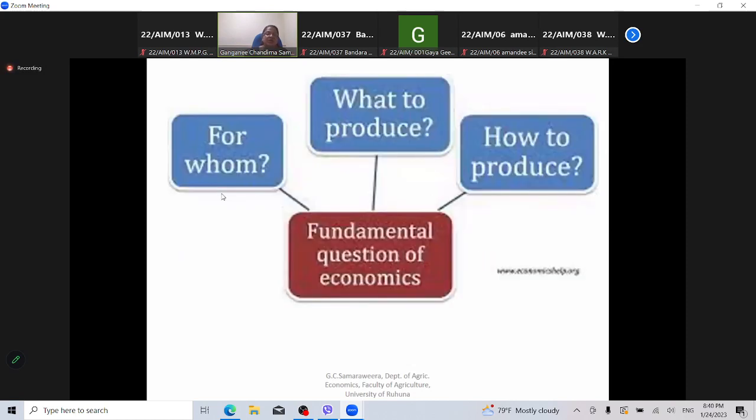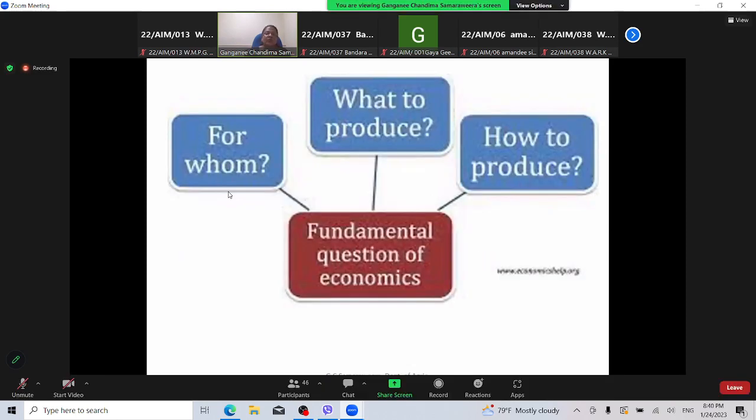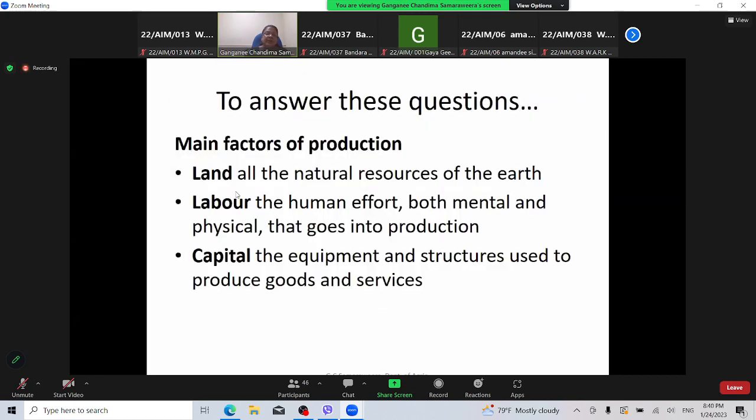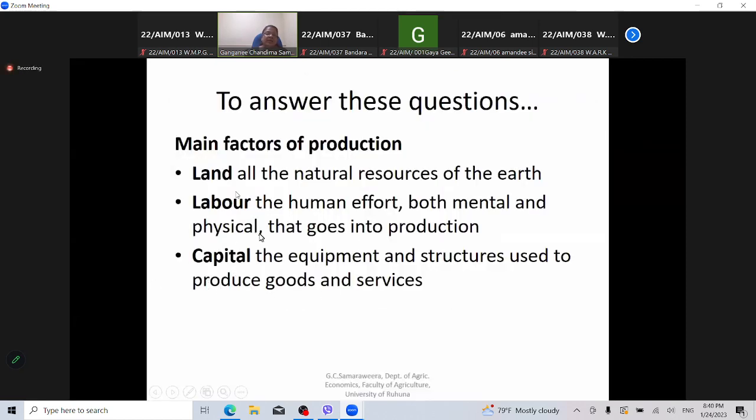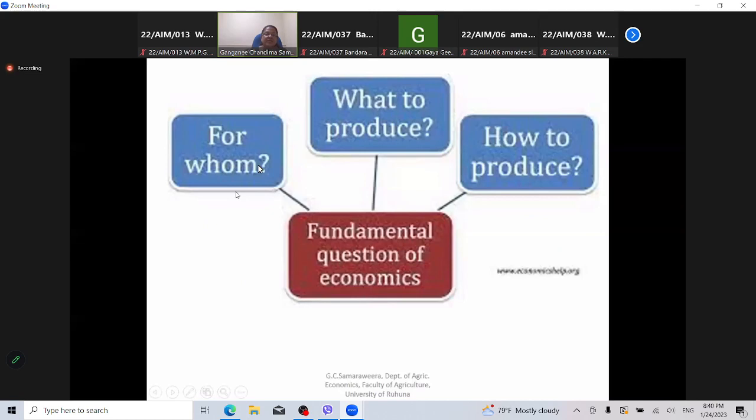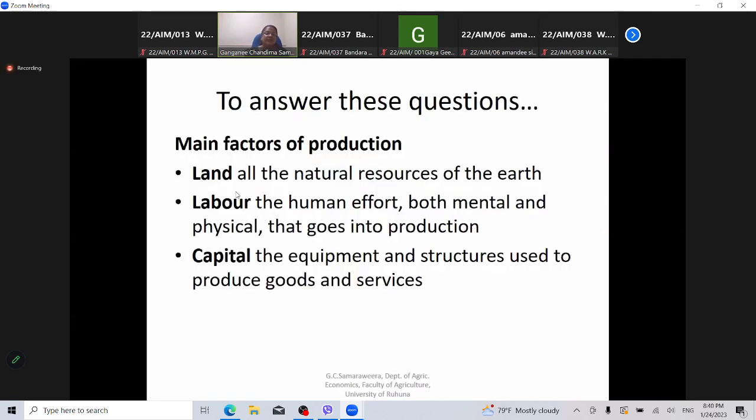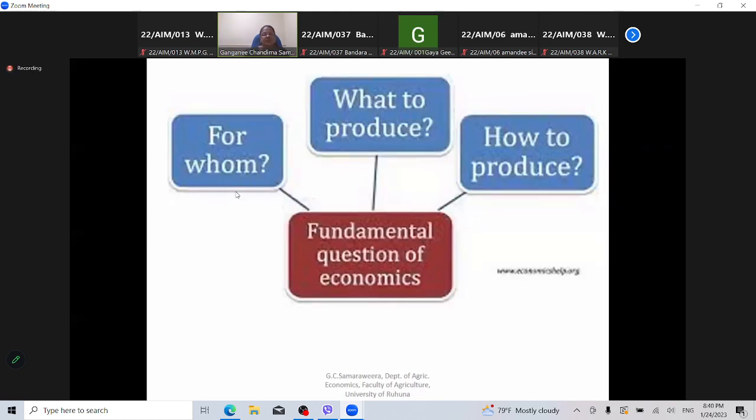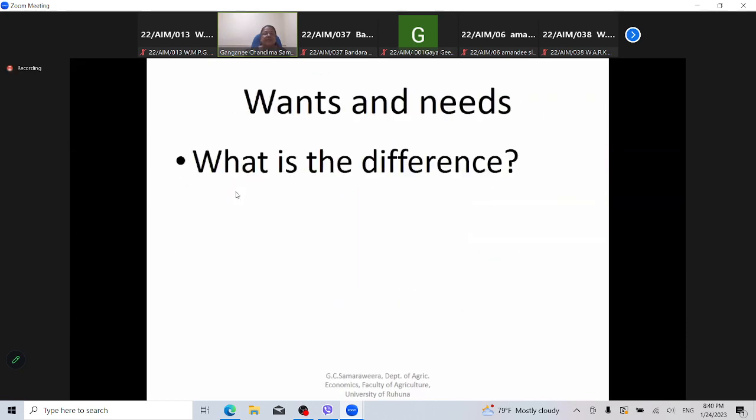Okay. So these three questions: for whom, what to produce, and how to produce, what's the way, because it depends on our capital and other equipment structures we have. Okay. So that's why if we have these fundamental questions of economics, and if we have these factors of production, we can give the answers for these questions. Okay. Then we'll move on.